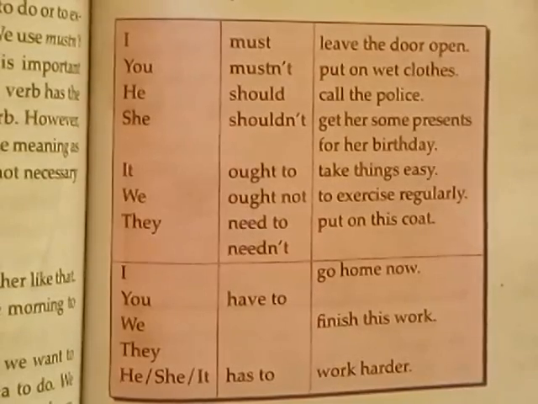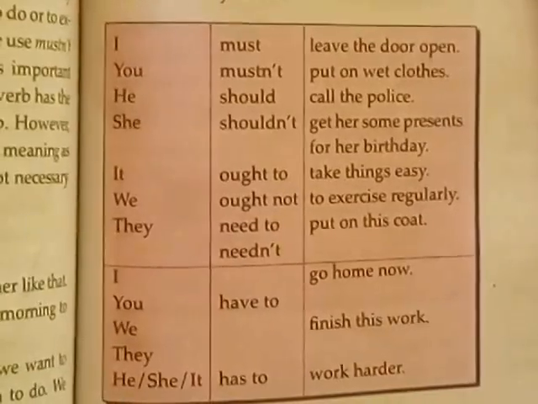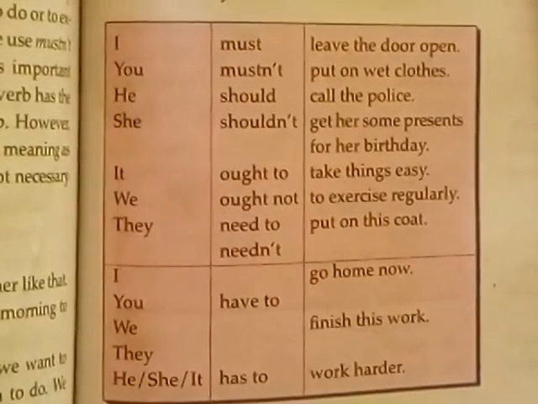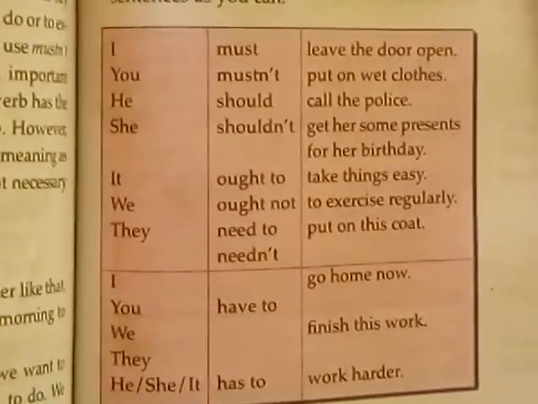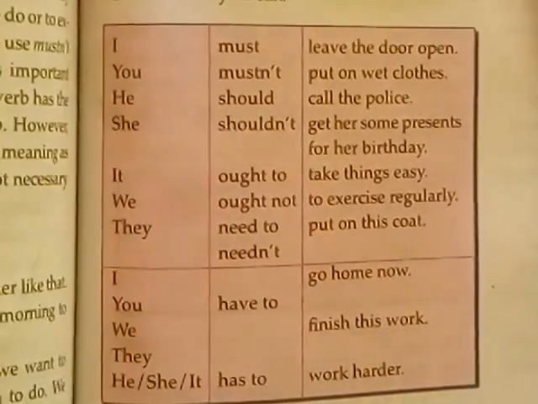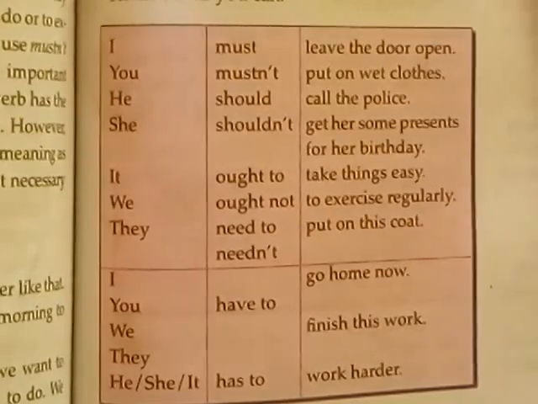To form other sentences, we can form more. He should call the police. What is the modal auxiliary verb? Yes, the modal auxiliary verb is should. He should call the police. They need to put on the coat. That is another one. The modal auxiliary verb there is what? It is need to. And so on and so forth.